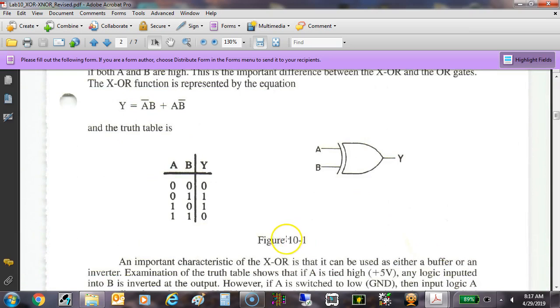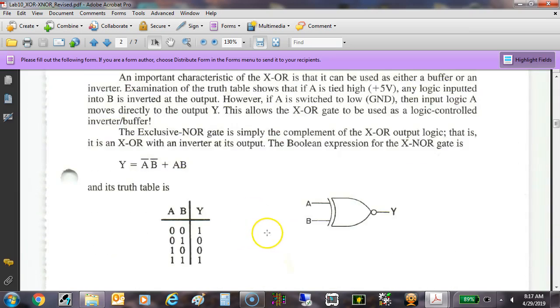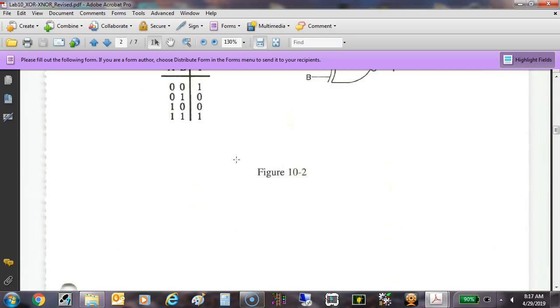So you're going to start off with the exclusive OR gate, then the exclusive NOR gate. There's the Boolean equation. It says if both inputs are low or if both inputs are high, then the output Y would be 1, right?